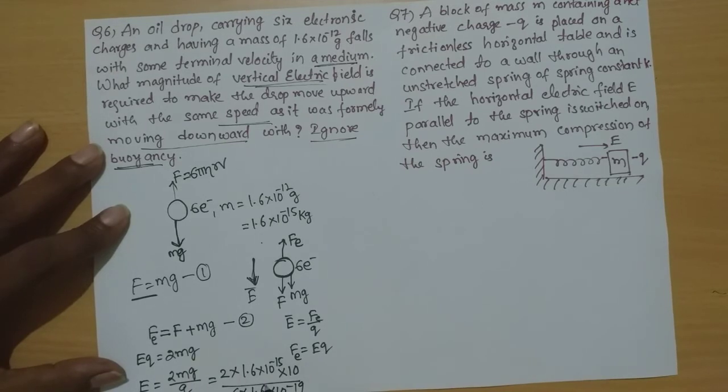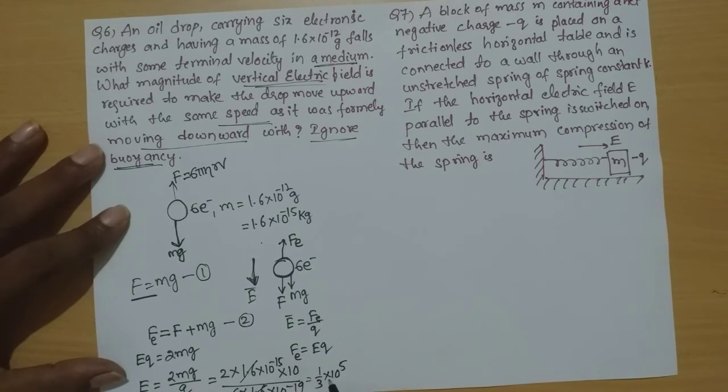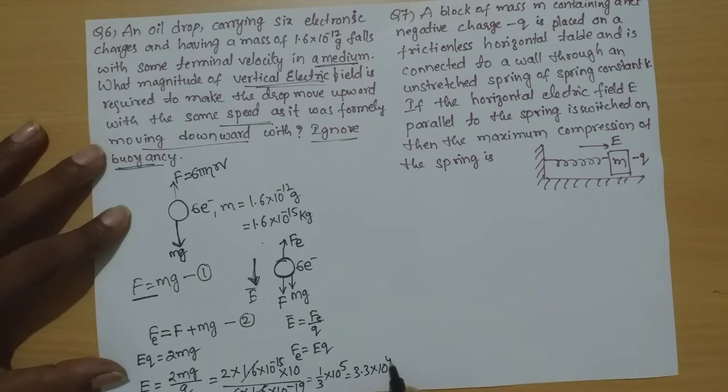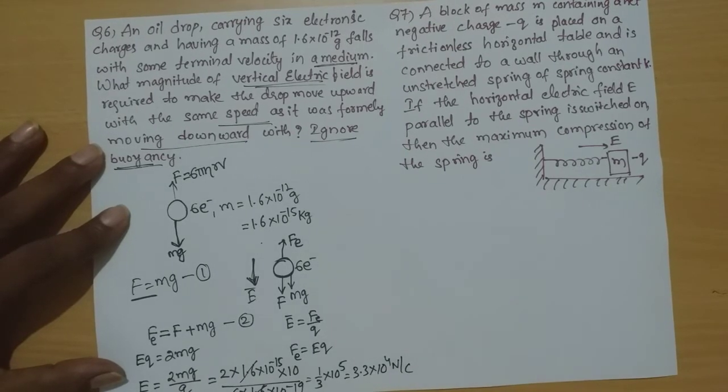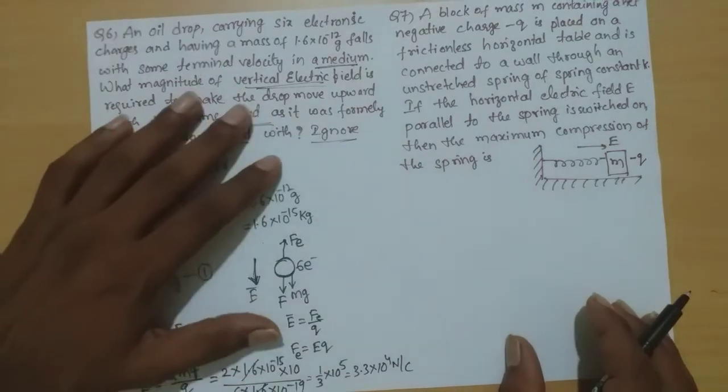Now 1.6 cancels out. 10 power minus 15, and this 10 power minus 19 goes to the upper side, giving 10 power plus 4, so 10 power 5 into 2 by 6, which means 1 by 3 into 10 power 5. We can write this as 3.3 into 10 power 4 newton per coulomb or volt per meter. In this way we have to solve the problem. Now let's see the next question.